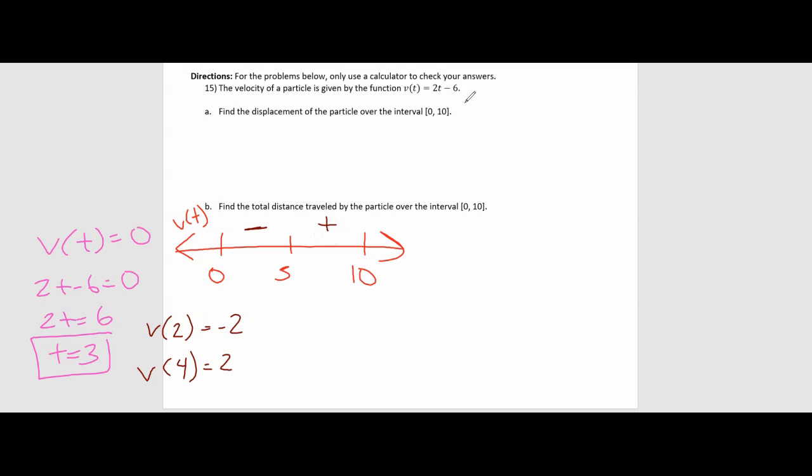And again, this is to help you out. If the velocity didn't change signs, but it stayed negative or it stayed positive, then you wouldn't have to break your integral up. That c value wouldn't be important. It's only if the velocity changes signs at that c value do you need to break your integral up. So here's what our new integral is going to look like.